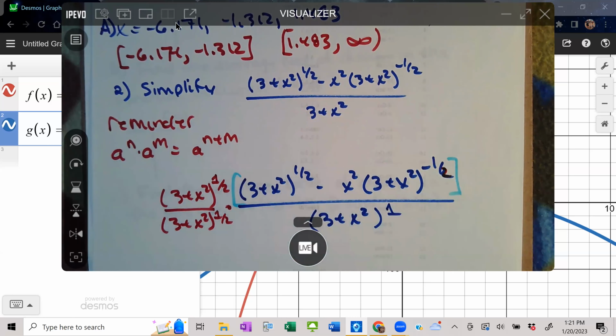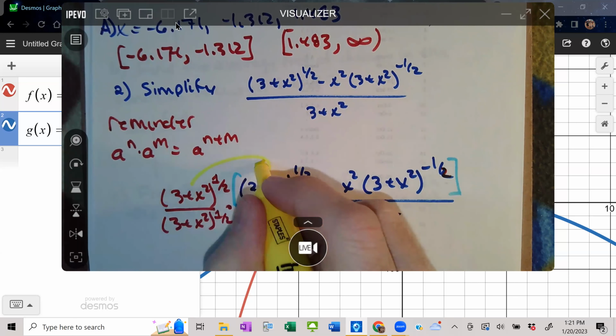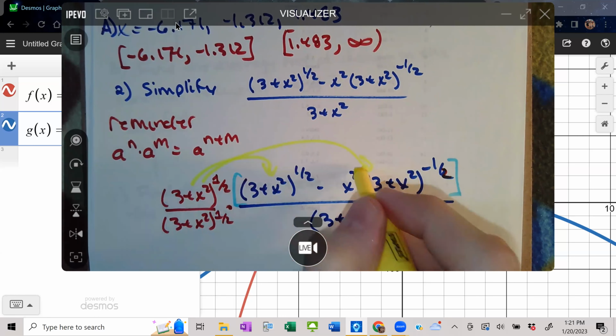I'm going to put brackets around this. And the reason I'm putting brackets around this is because this has to distribute itself to both terms.